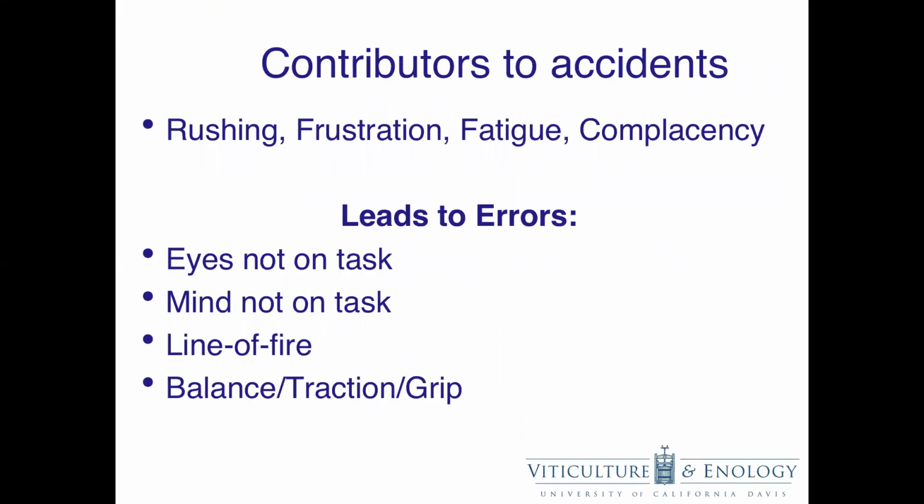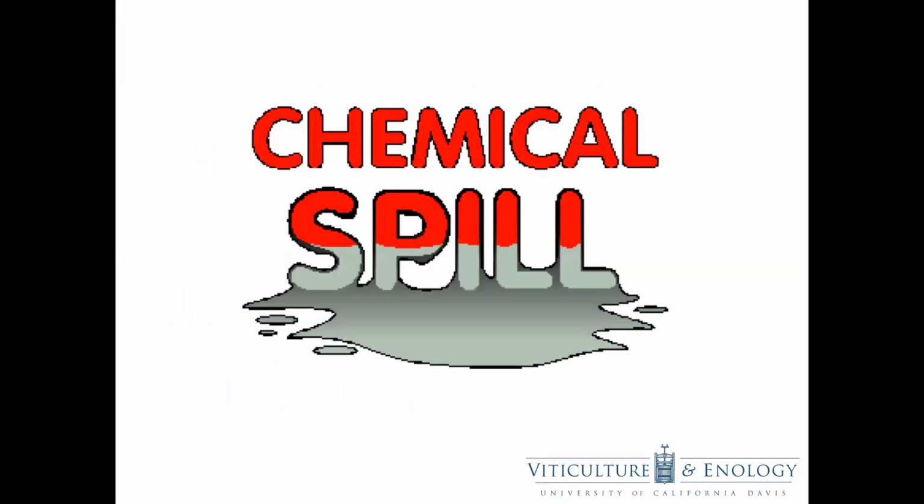Now we will discuss laboratory accidents with a focus on chemical spills. So what causes laboratory accidents? The major contributors to lab accidents are rushing, frustration, fatigue, and complacency. Other contributors to errors or accidents are eyes not on the task, mind not on task, being caught in the line of fire, and loss of balance, traction, or grip. So let's focus on one of the most common lab accidents, a chemical spill.